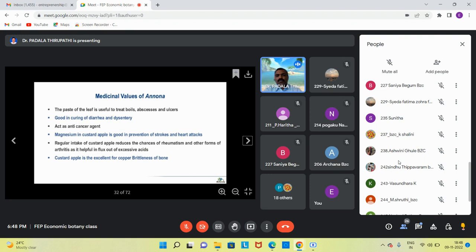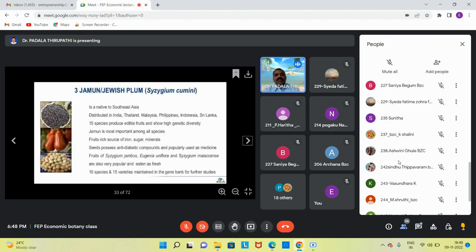We know that keela noppulu, keela vatalu, joint pains. So rheumatism and arthritis are just because of calcium, and a rich source of calcium is available in this fruit. That is very, very important. And also the custard apple is excellent for brittleness of bone. So bones are also important.